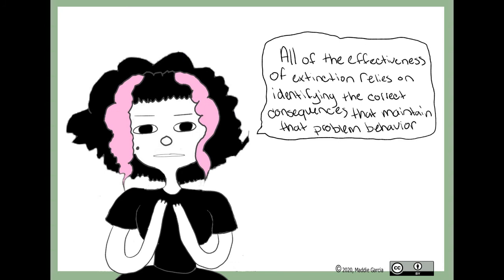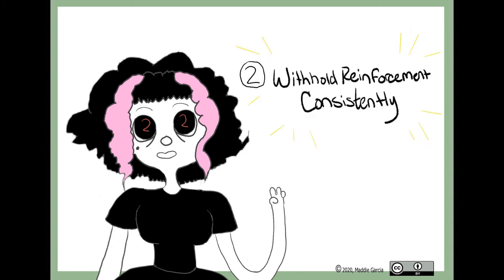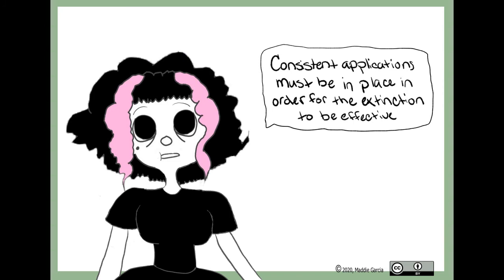All the effectiveness of extinction relies on identifying the correct consequences that maintain that problem behavior. Functional assessments are a great aspect used to determine these things. Next, you must withhold reinforcement consistently. Consistent applications must be in place in order for the extinction to be effective.